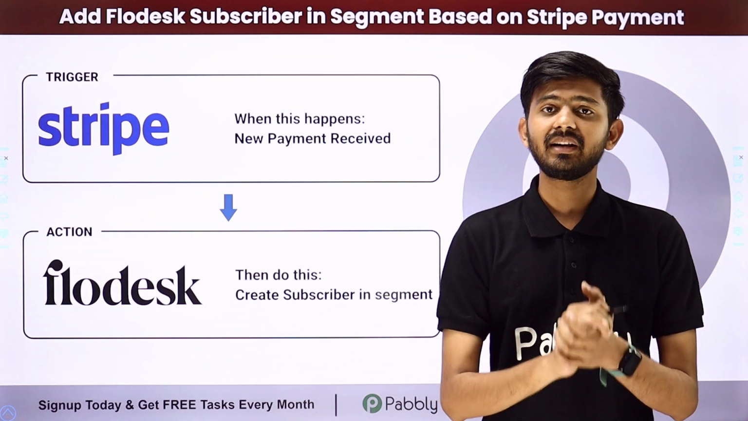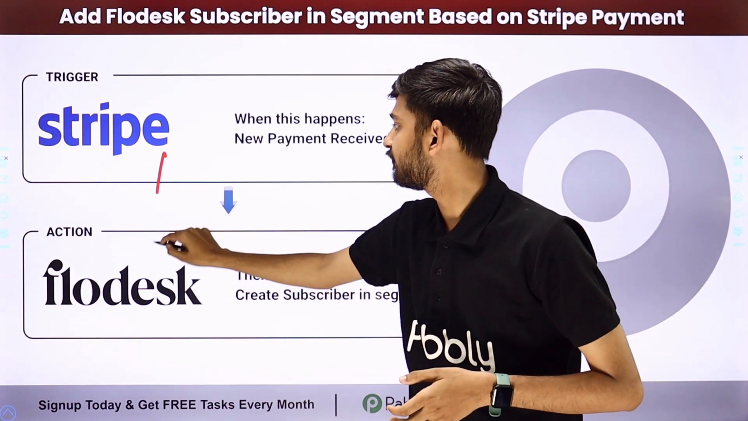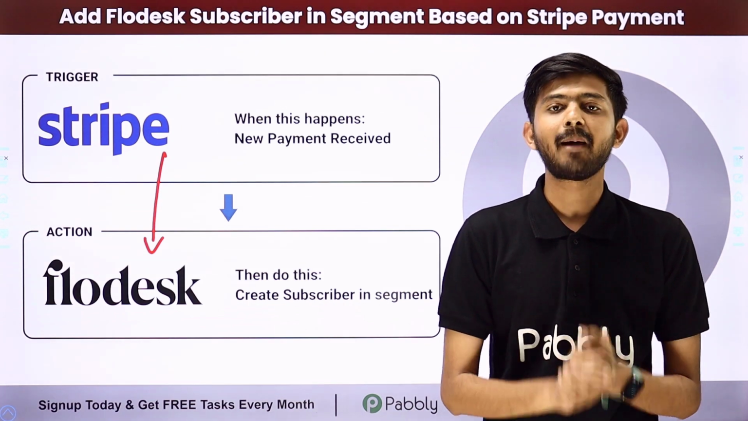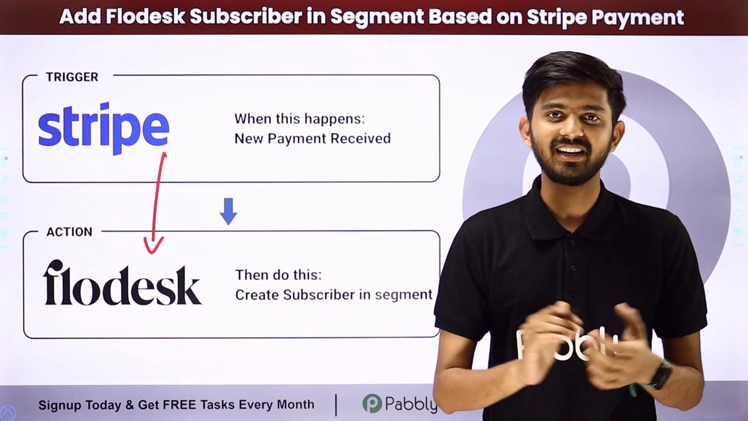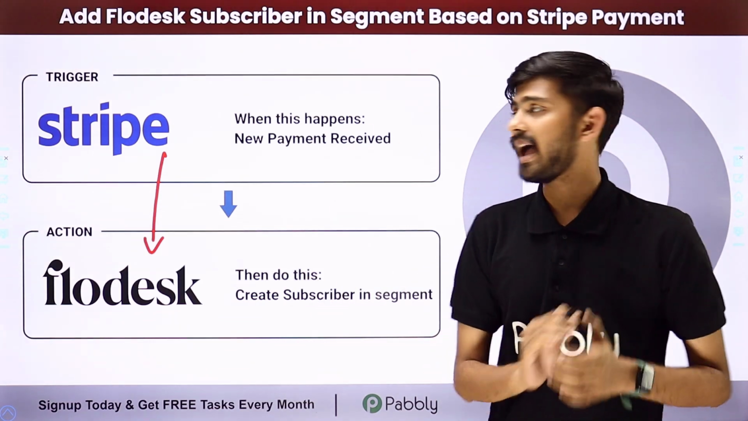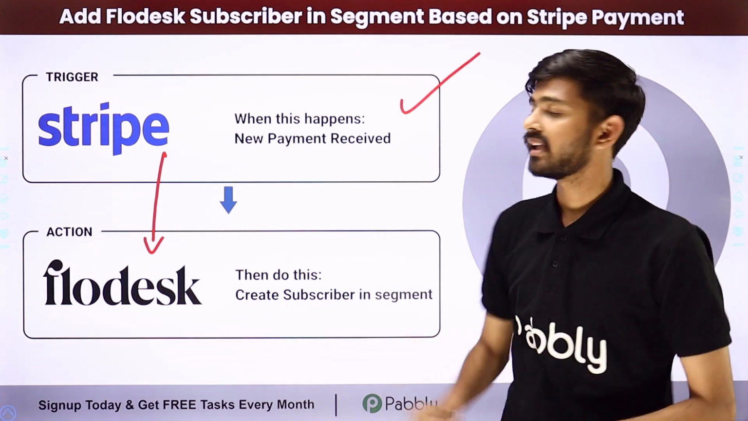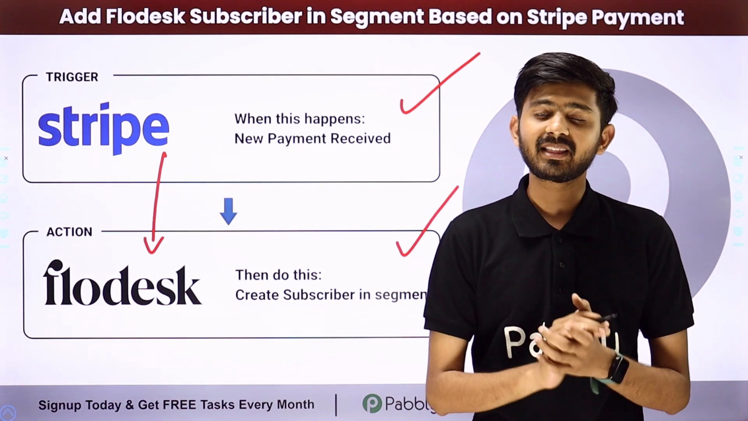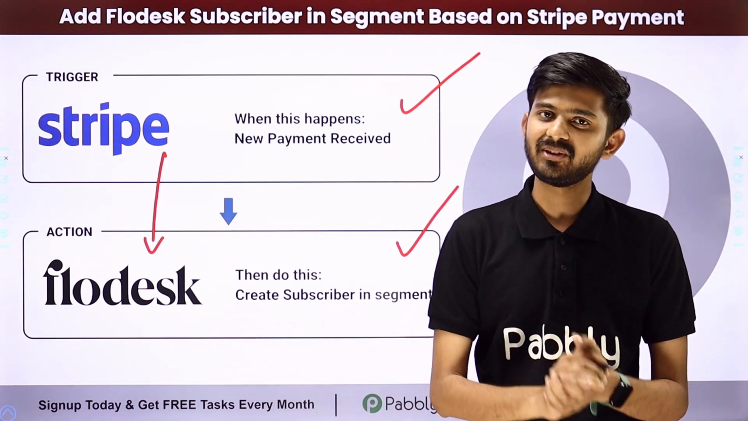For that, I have to build a simple connection between Stripe and Flodesk. To build this connection, I'm going to use Pabbly Connect, which is an amazing software for automation and integration. In Pabbly Connect, I have to use a trigger and an action. In the trigger application, I'm going to use Stripe. In the action application, I'm going to use Flodesk. So how am I going to build this connection? For that, let me take you to my computer screen.